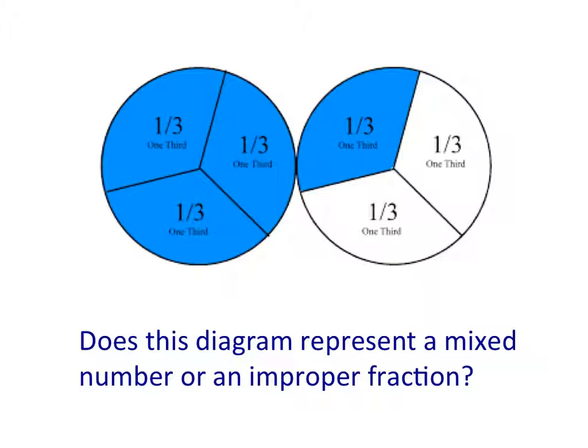Hi everyone! Last time we investigated improper fractions where the numerator was larger than the denominator, and that improper fraction was larger than one whole. In the video before that, we learned that a mixed number is also larger than one whole. Today we'll see how we can convert our improper fractions to mixed numbers and mixed numbers into improper fractions.